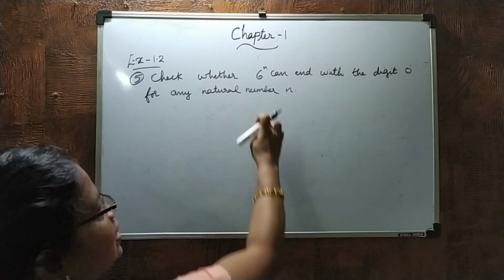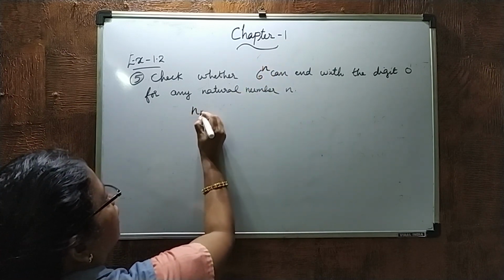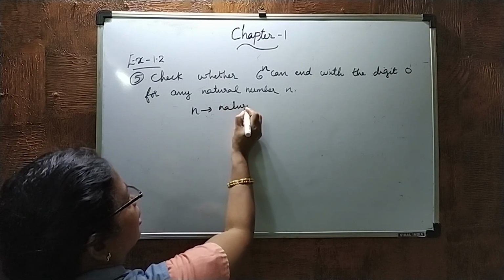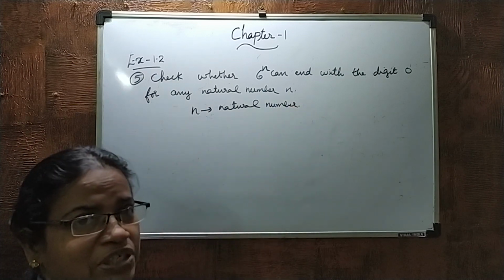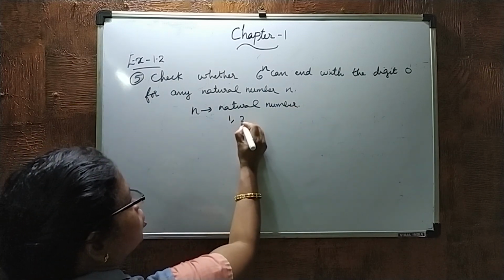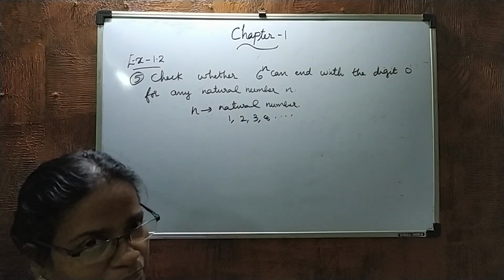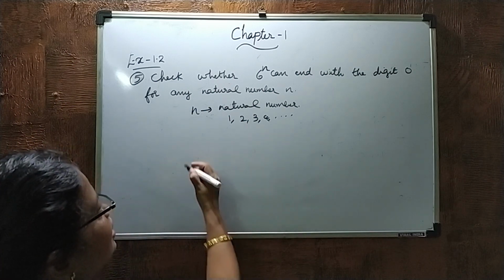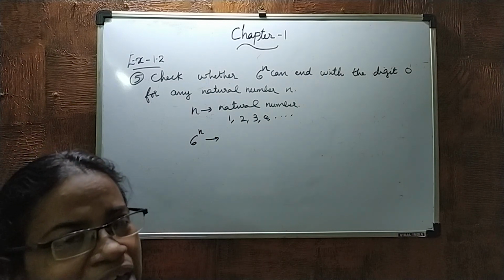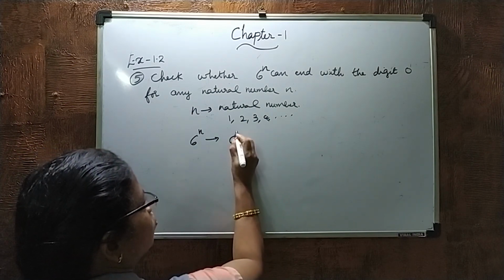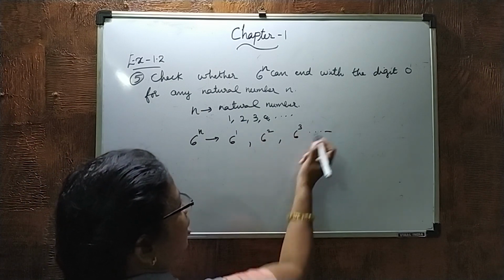So they are telling that 6 raised to n, where n is a natural number. What is a natural number? Natural numbers are 1, 2, 3, 4, etc. It goes on. This is called natural numbers, starting with 1. So what is 6 raised to n? Instead of n you can write the natural numbers there: 6 raised to 1, 6 raised to 2, 6 raised to 3, etc.